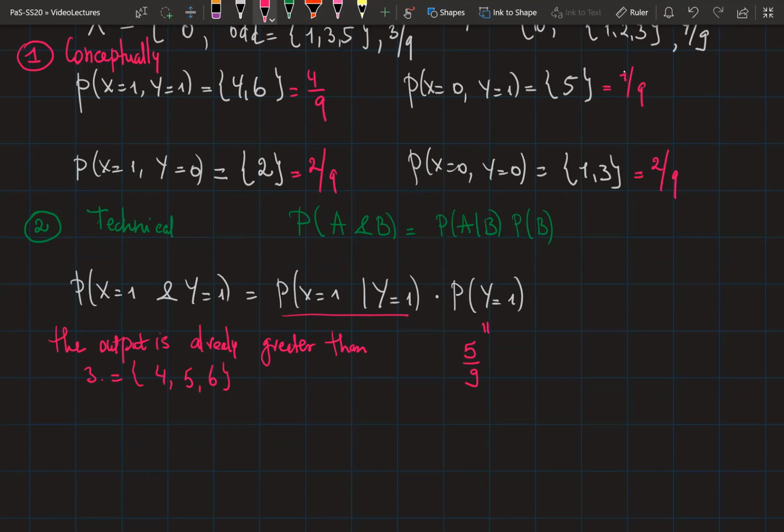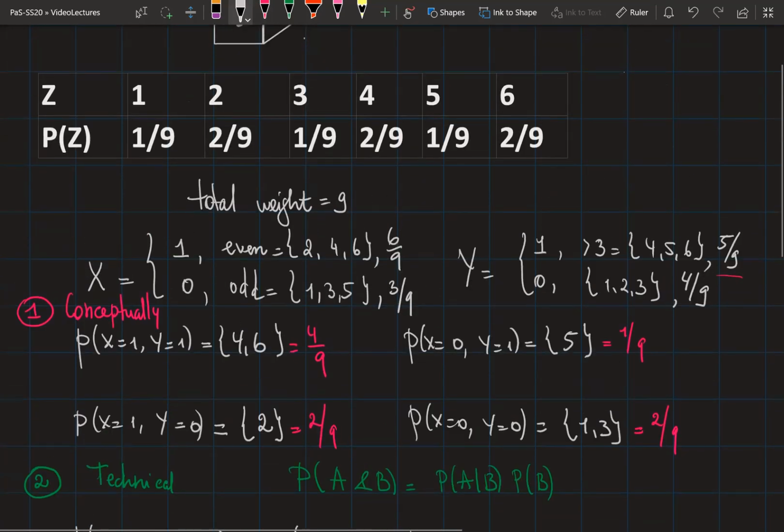So we need to find the probability that this output is an even number, right? So we need to find the probability of X equal to 1. It means: what is the probability that I choose one of these numbers and it's going to be even. Please note that this is not going to be just the sum of the probabilities for 4, 5, and 6 from this table, right? Because if you remember, we wrote down this description.